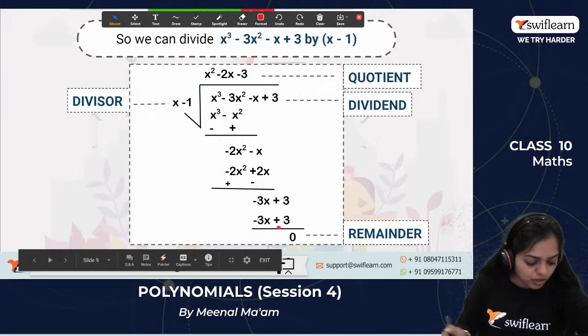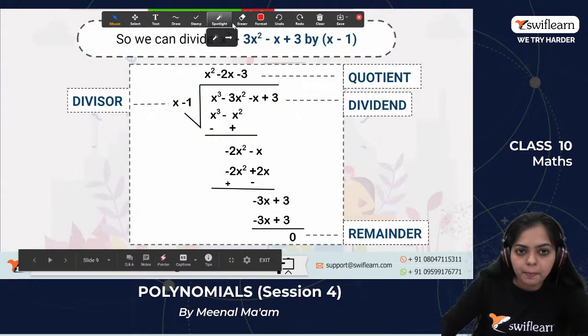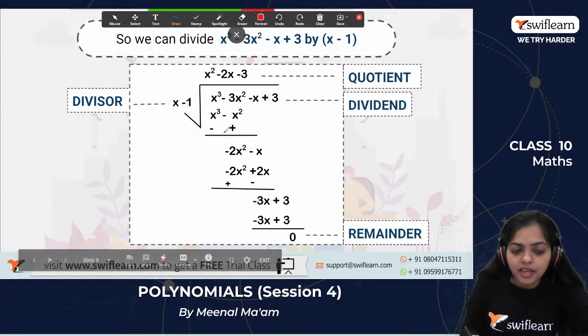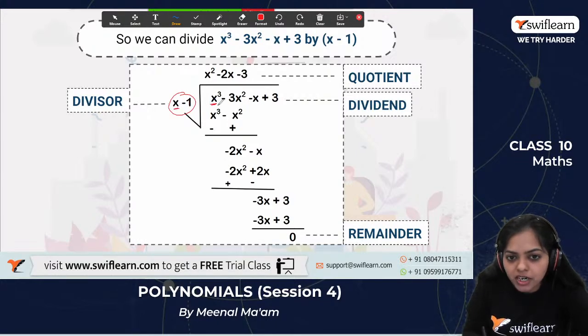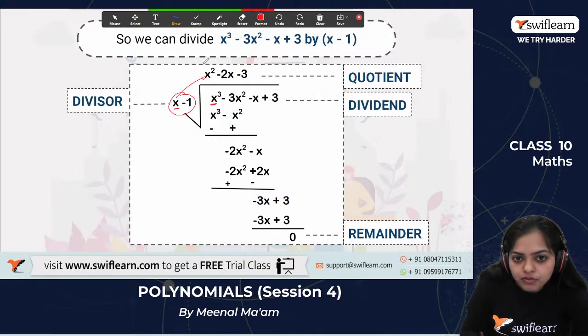All right, so let's solve this question. What will be the first step? If my divisor is x minus 1, then to make x cube from x, I have to multiply x square with x. So my first term will be x square. x into x square is x cube. Then minus 1 into x square is minus x square.